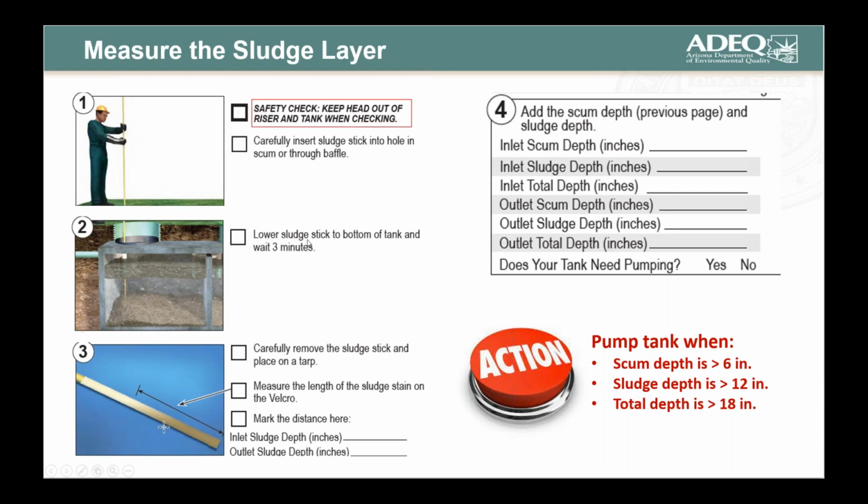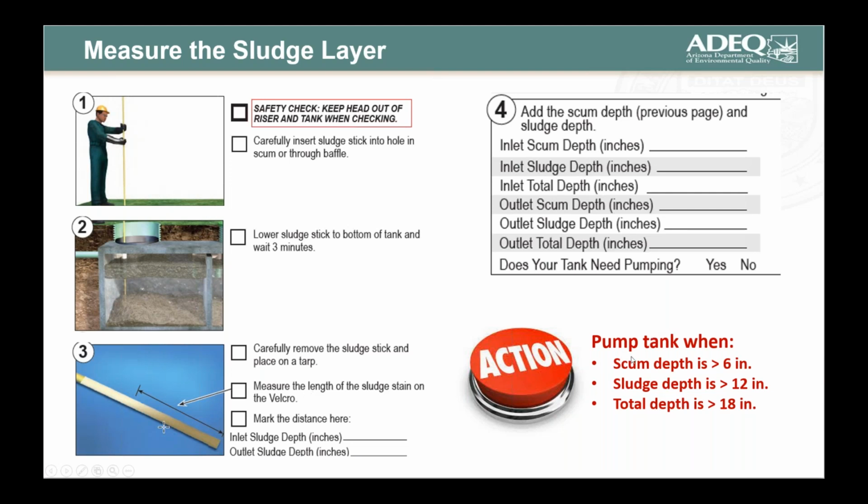You're going to lower the sludge stick to the bottom of the tank and wait 3 minutes. What you're doing, you're wanting the sludge to stain and darken that Velcro layer on your sludge stick. And then you're going to remove the sludge stick, and then you're going to measure the length of that sludge stain on the Velcro, and that's going to tell you what your sludge thickness is.